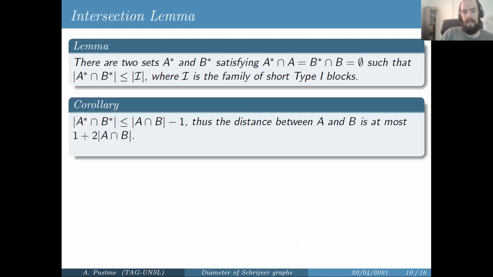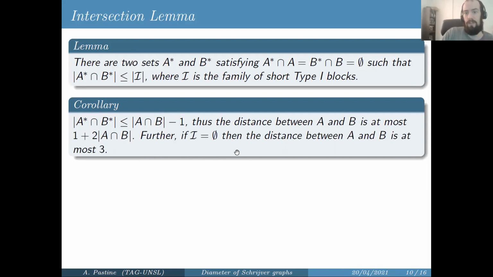So the distance between A and B is going to be at most 1 plus 2 times |A ∩ B|. That is just applying this construction enough times until you obtain two vertices that are disjoint. And furthermore, if you don't have any short type 1 blocks, the distance between A and B is at most 3, because we have A star and B star that are disjoint.